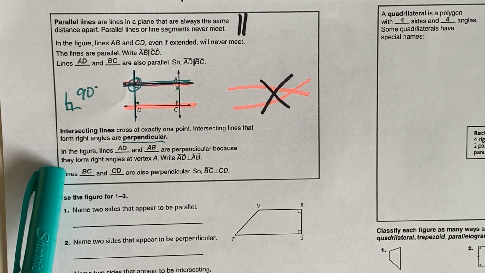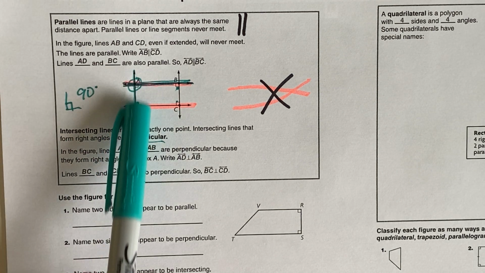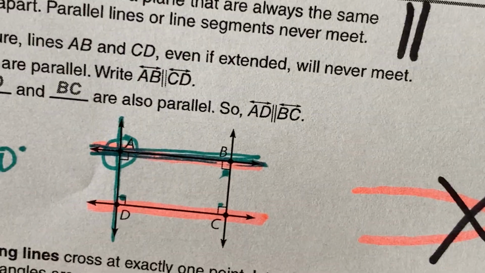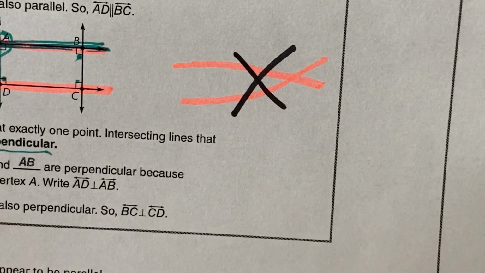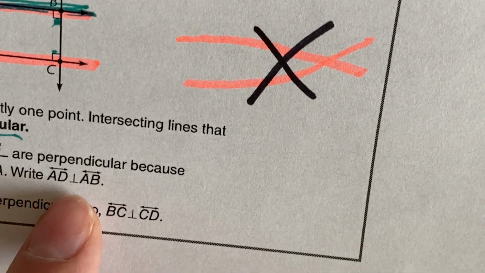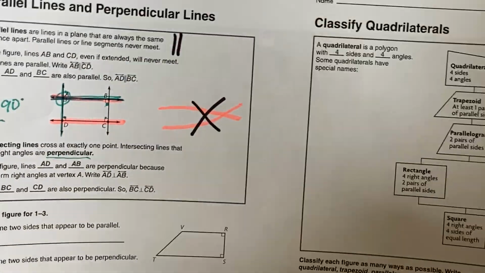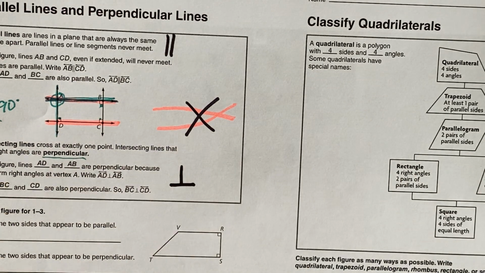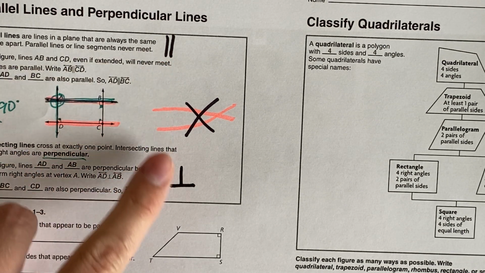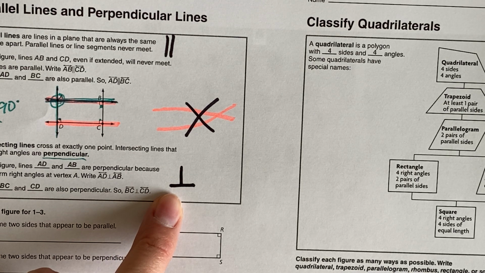So down here it says, in the figure, lines AD and AB, which I highlighted in teal, are perpendicular because they form right angles at the vertex A. Now I kind of colored over it, but they meet at the point A. That's where they cross. Now the way that this is written is AD is perpendicular to AB. The sign for perpendicular looks like this. This is a sign for parallel lines. This is a sign for perpendicular lines.